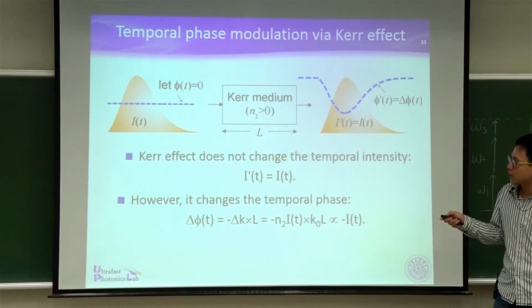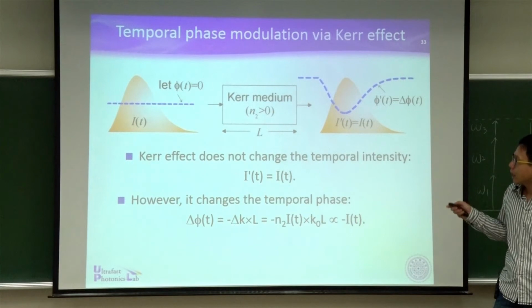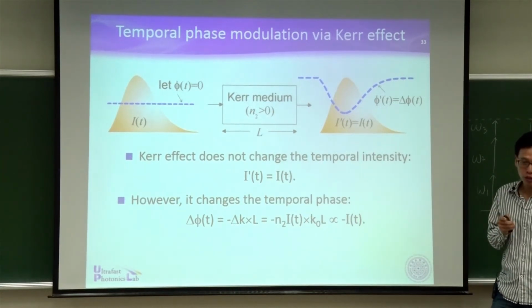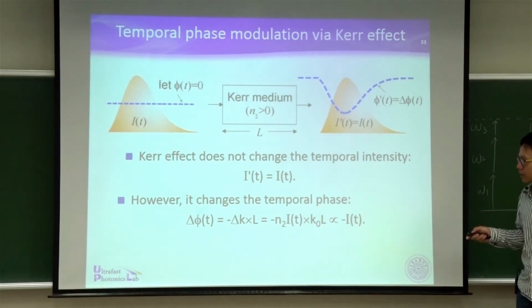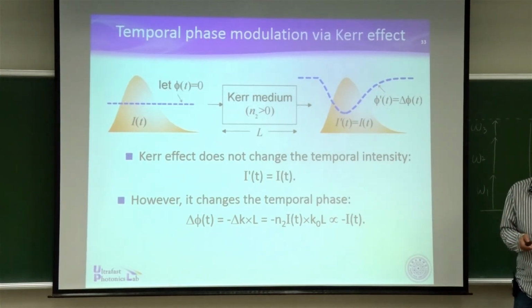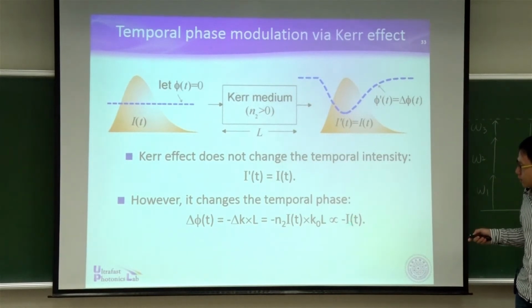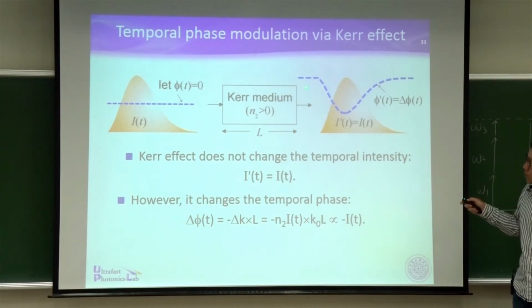So if we assume the input phase is a constant independent of time, what happens at the output? We have to use the formula we just derived. The phase change is equal to minus delta k times L, as I showed you earlier. And the wave number change is equal to the index change, n2 times I, times the wave number in vacuum, k0. So the product is proportional to minus I of t. If you have an I of t like this, an asymmetric function of time, your output phase should also be an asymmetric function of time. And with a minus sign, that means the curve is upside down.